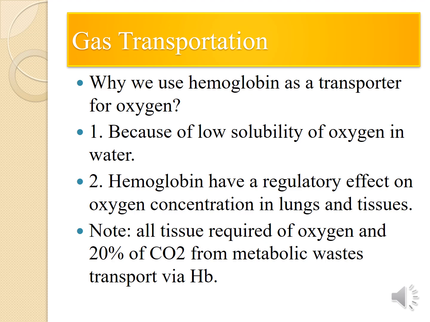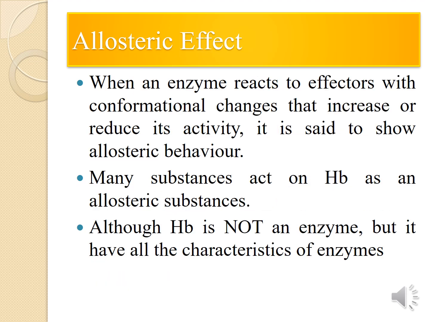So, gas transportation. Why do we use hemoglobin as a transporter for oxygen? Because of the low solubility of oxygen in water, hemoglobin has a regulatory effect on oxygen concentration in lungs and tissues. All tissues require oxygen, and 20% of CO2 from metabolic waste is transported via hemoglobin.